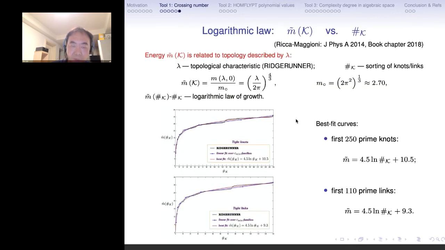So Renzo and the collaborators calculated the first 250 prime knots to find their energy. They also computed the first 110 prime links to find their magnetic energy. Meanwhile, they also use this punch K to sort all those knots and links. Then they can produce a plot of magnetic energy versus the sorting of knots, or the energy versus the sorting of links. They are two parallel expressions.